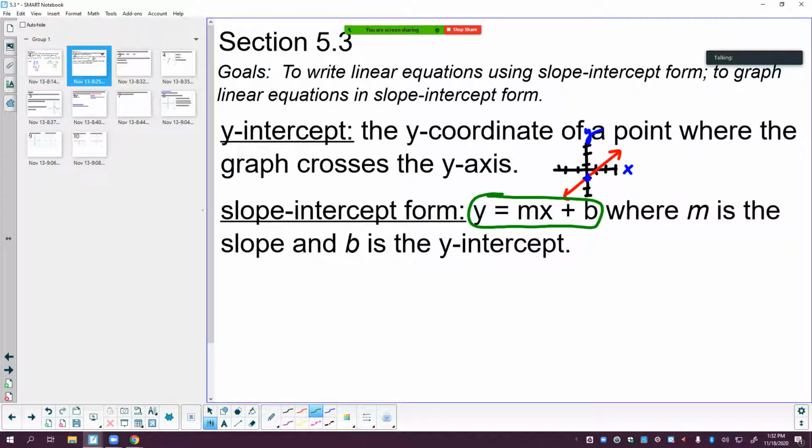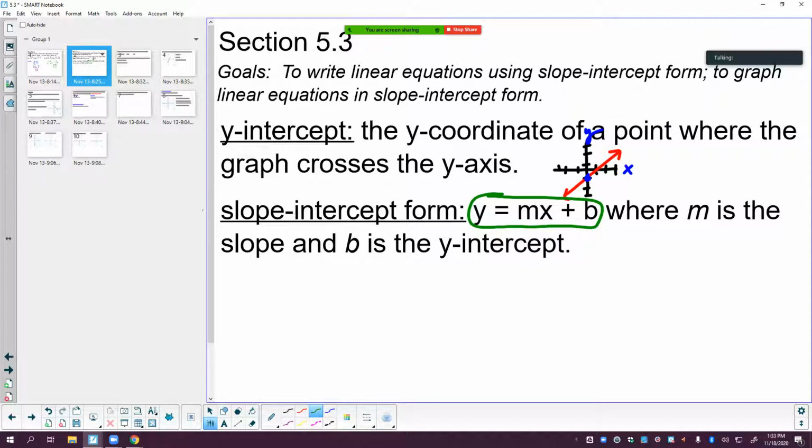I'm not sure why they picked the letter m for slope. That's just what they chose. So the number that's in front of x, that's always going to be our slope. And we're going to be doing plus b, and b is representing the y-intercept. So m is telling me how the line is going up or down. Is it going uphill or is it going downhill? And b is telling me where it crosses the y-axis.